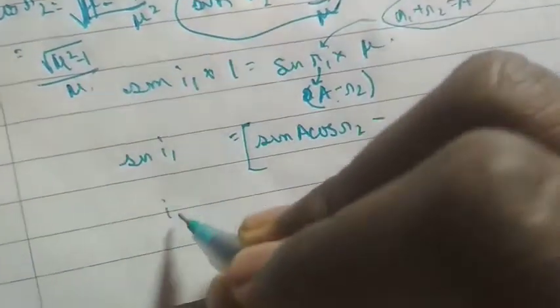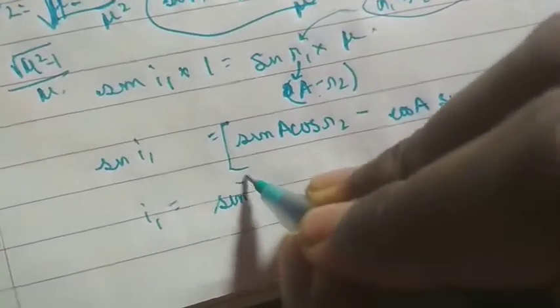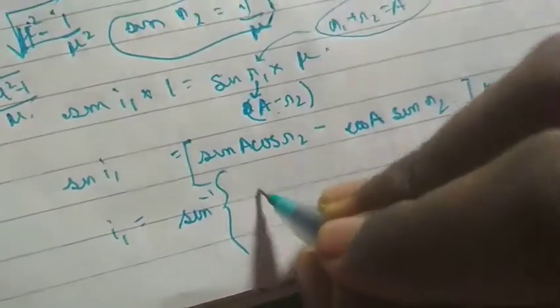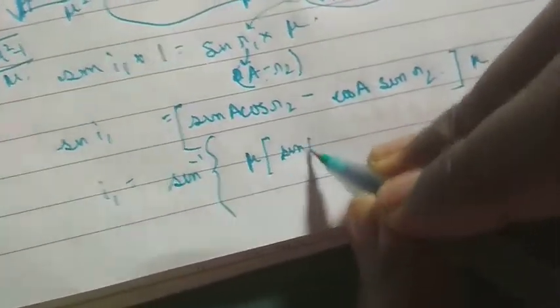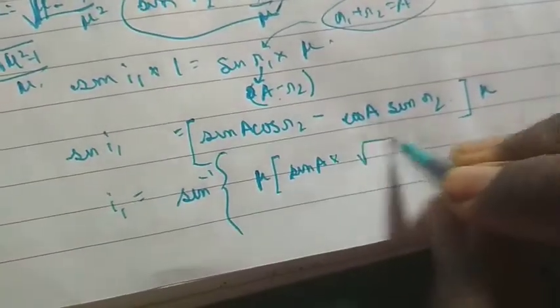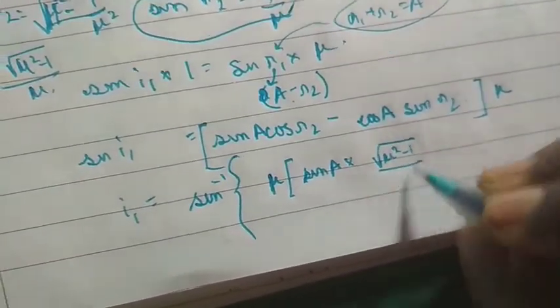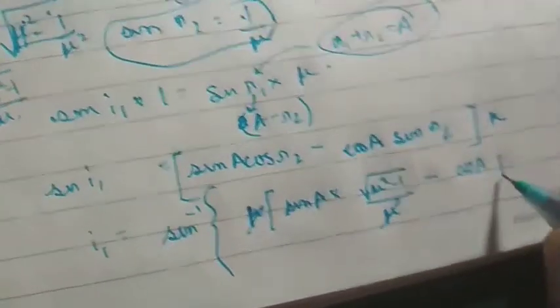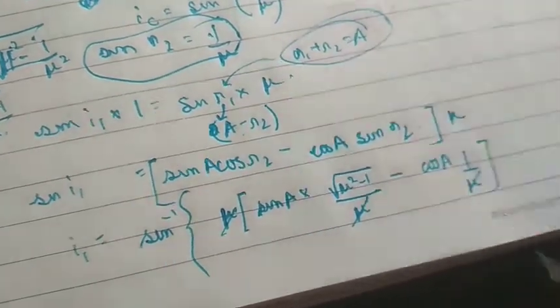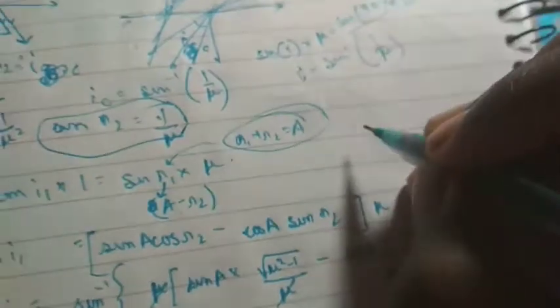That is sine of I1. So I1 is going to be sine inverse of this whole thing multiplied with mu times sine A. Sine A, let's keep it sine A. Cos R2, however, is root under mu square minus 1 by mu. So this cuts, and cos A, and sine of R2 is 1 by mu. We know already. So this also cuts. Alright, now comes this part.